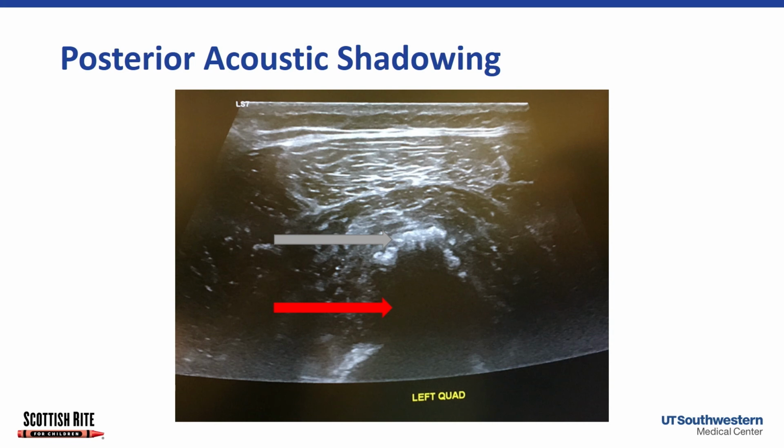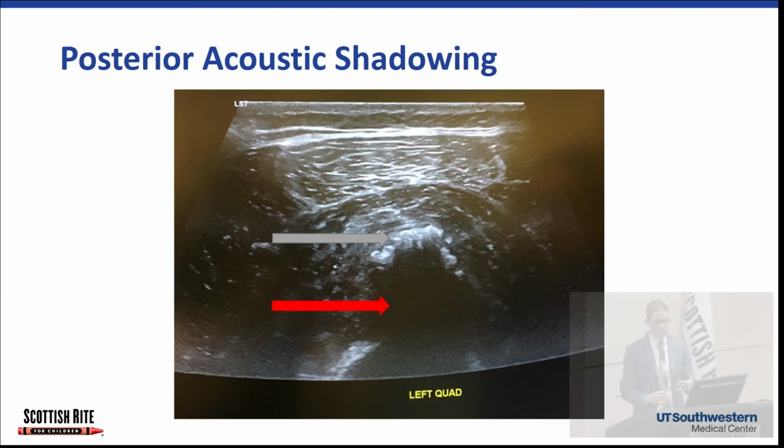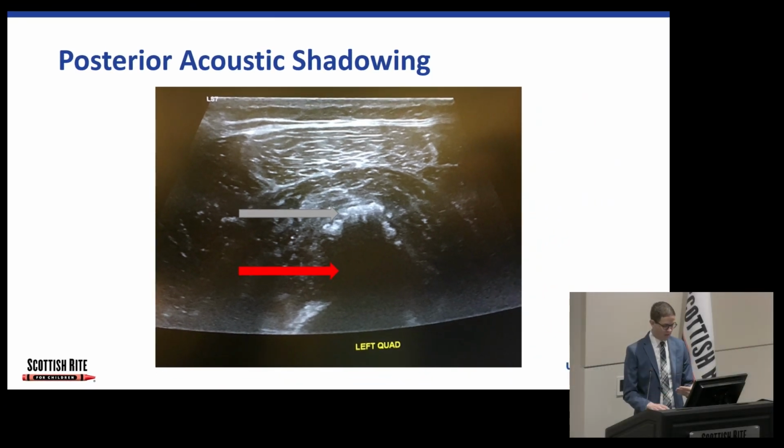Here's another issue, is there's different artifacts. One is what's called posterior acoustic shadowing. So what that means is ultrasound machines don't penetrate through everything, particularly if they come into contact with bone, you're not going to see anything on the other side of the bone. So this gray arrow shows where there's some ossification, some bone type formation, and we can't really see anything behind it. The red arrow signals where there's just shadowing, so we're not quite sure what's behind it on the other side.